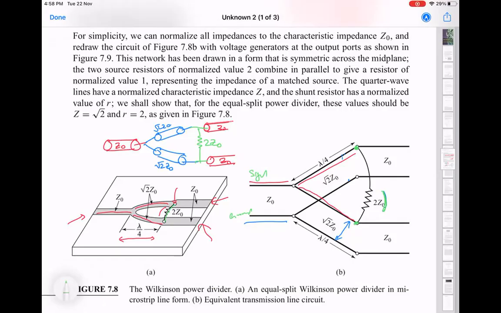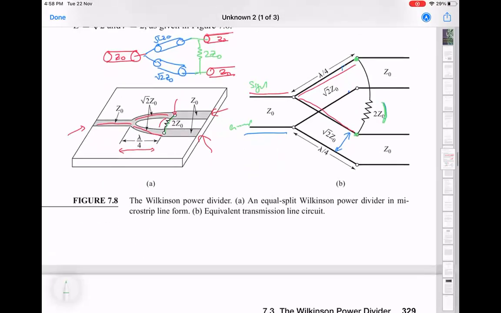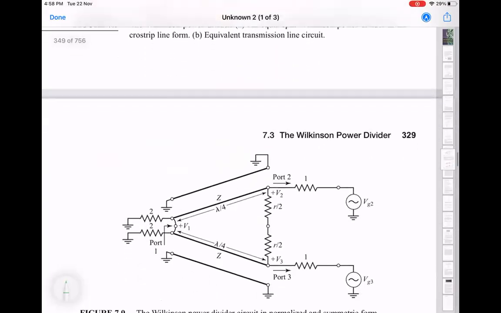So here again, the values for the quarter wave section and this extra resistor are already given. We have not derived them from some condition. So we'll just go and see what such a circuit actually achieves and see that it matches our requirements in terms of the power divider. Okay.